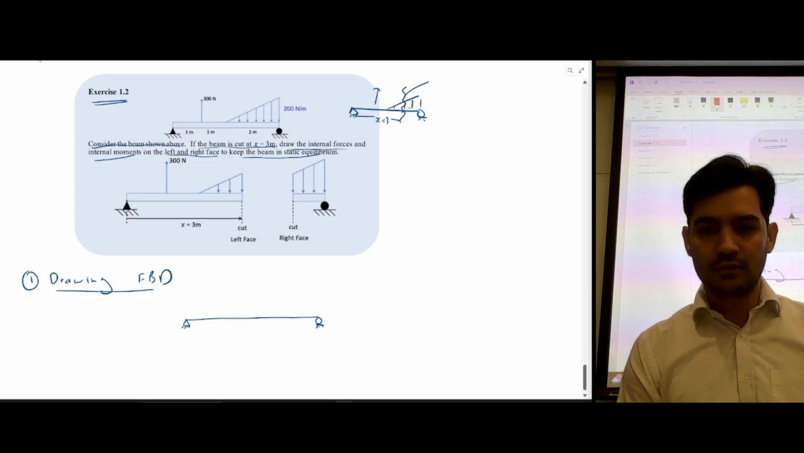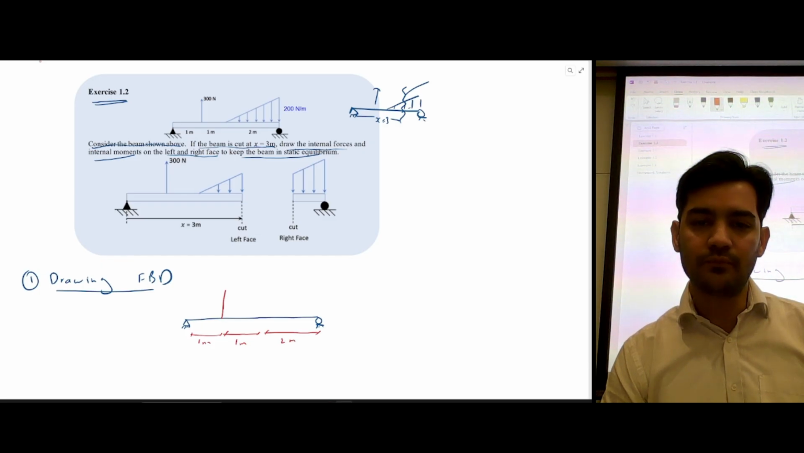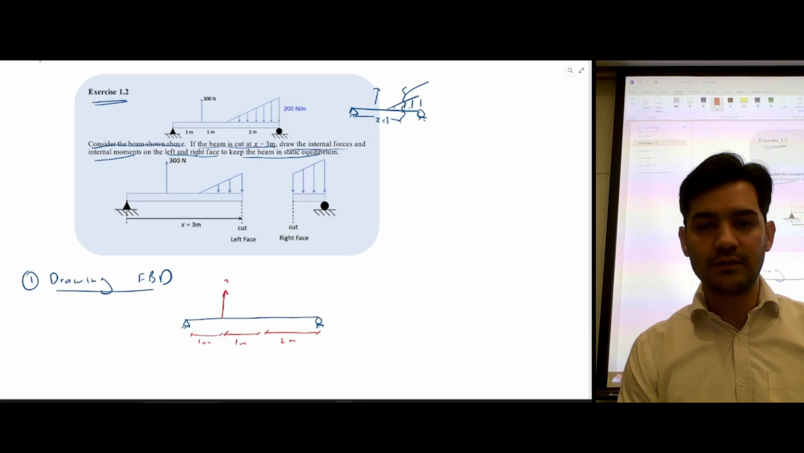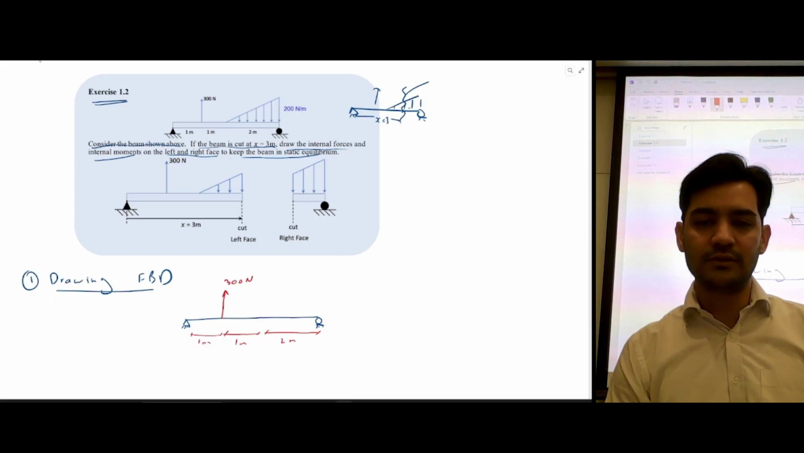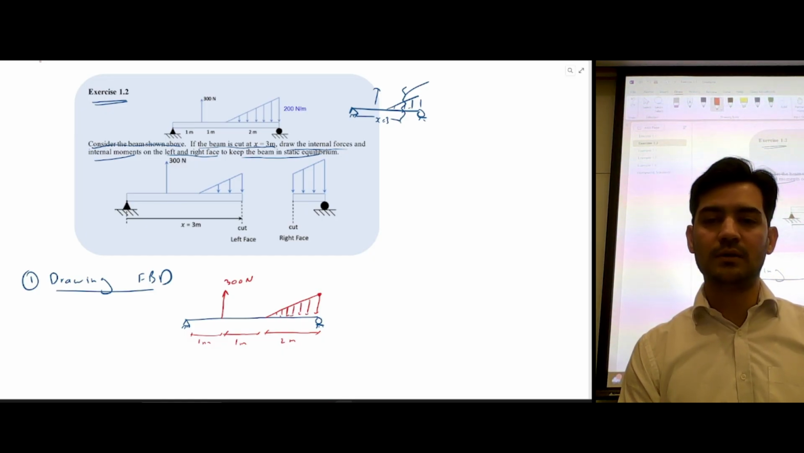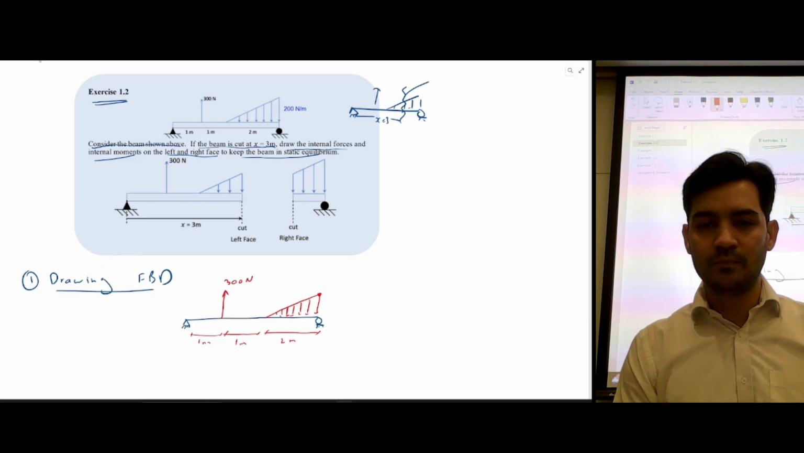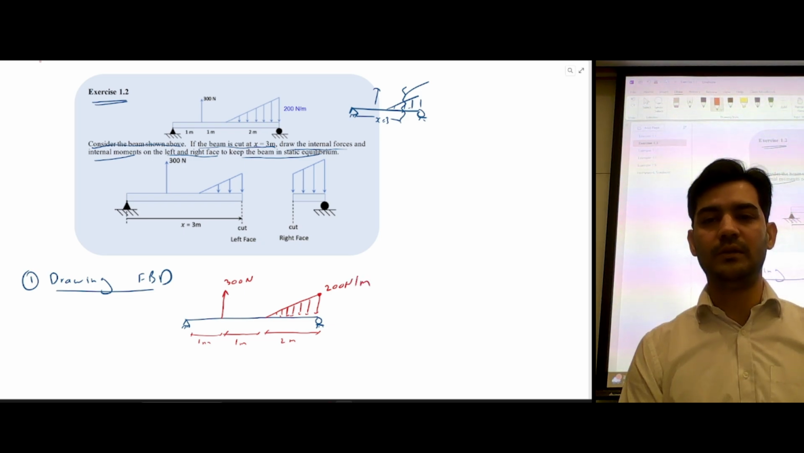and this is the distance which is 1 meter, and this is the distance which is 2 meters. So there's a force which is acting upward, which is a point load, and the magnitude of the force is 300 Newton. And also you have a triangular distributed load, and the maximum at this point, the value is 200 Newton per meter.